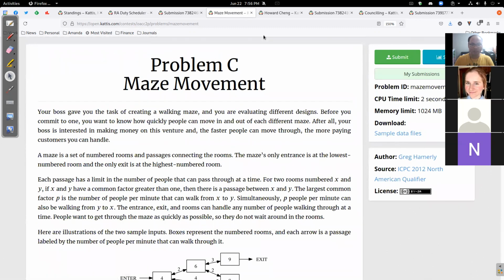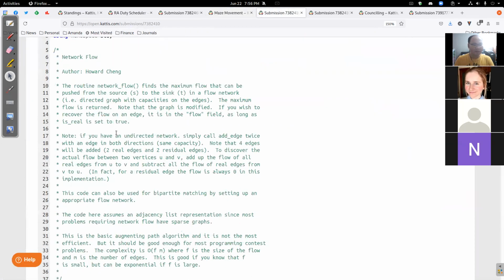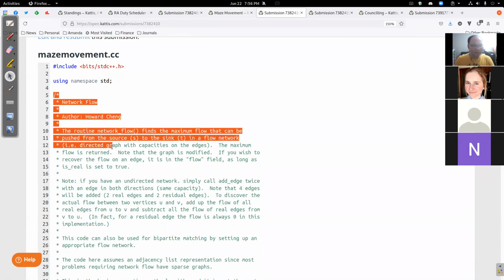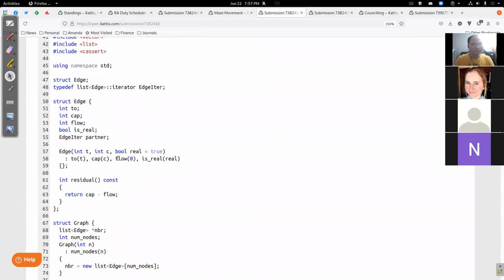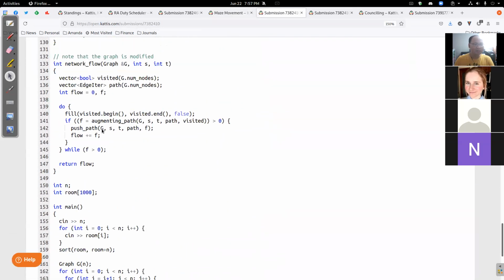So here, I'll just quickly show you my submission. Okay, so I include the standard stuff. Then the next thing I did, I just pasted exactly the network flow code from my code library. I didn't make any changes. There's a function called network flow. It takes in a graph object, the source and the sink. In many algorithms and many books, S is used for source and T is used for sink. I don't really know why, but that's the standard labeling.